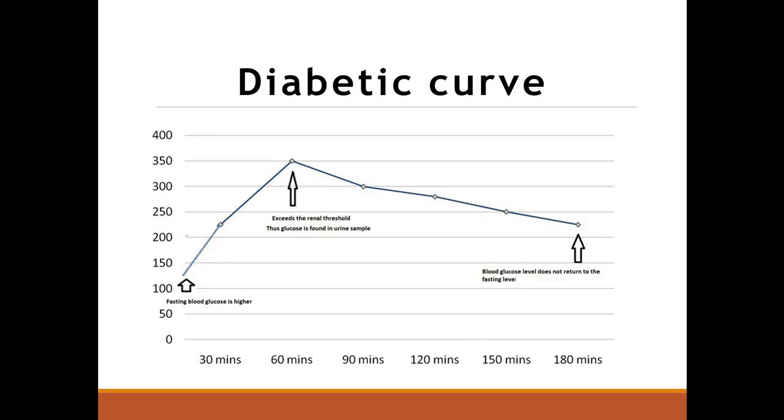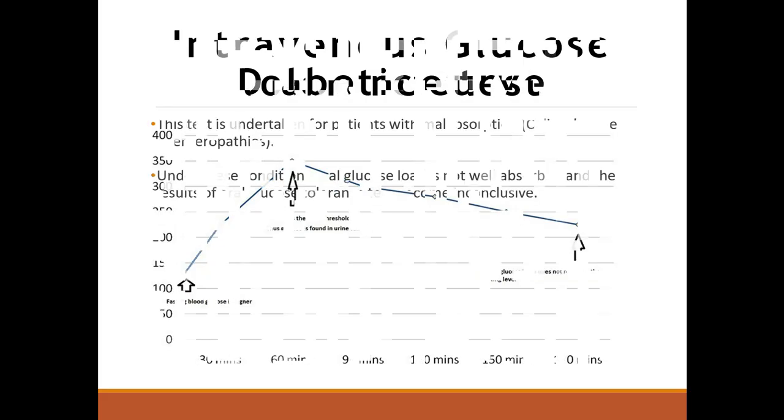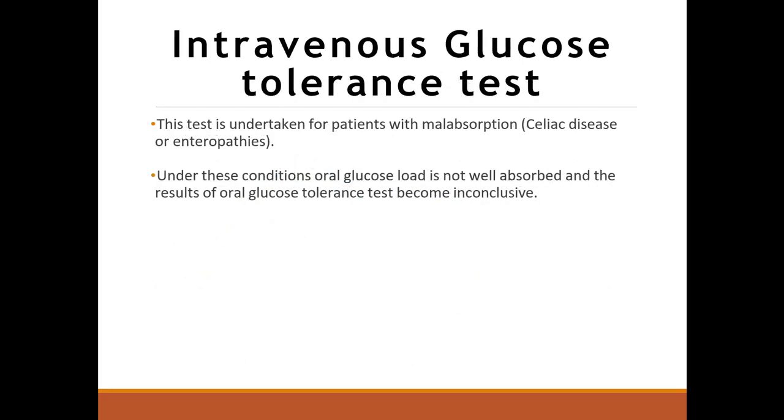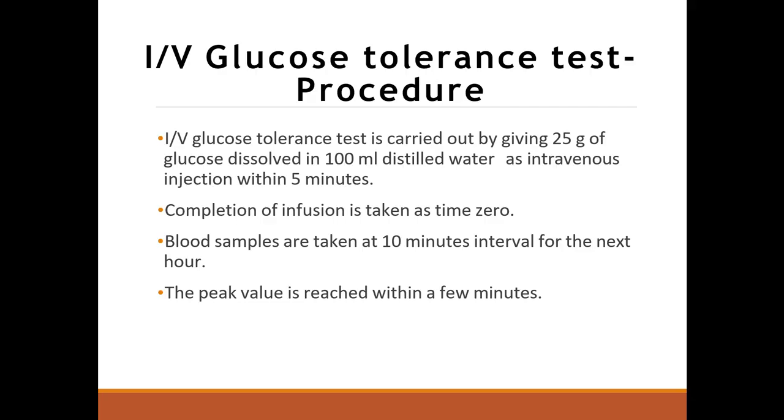Diabetic curve. Intravenous glucose tolerance test. This test is undertaken for patients with malabsorption, that is celiac disease or enteropathies. Under these conditions, oral glucose load is not well absorbed, and the results of the oral glucose tolerance test become inconclusive.